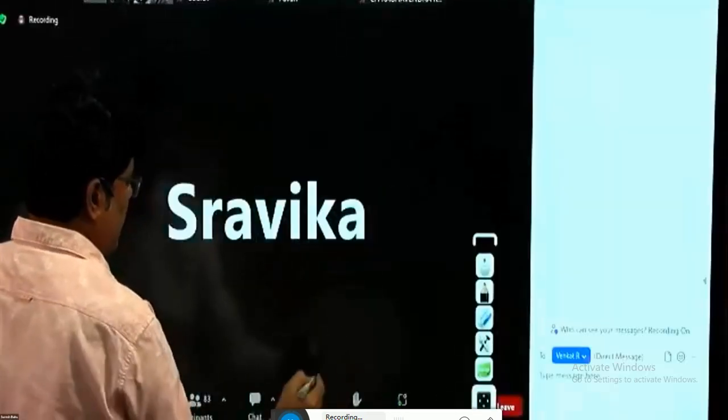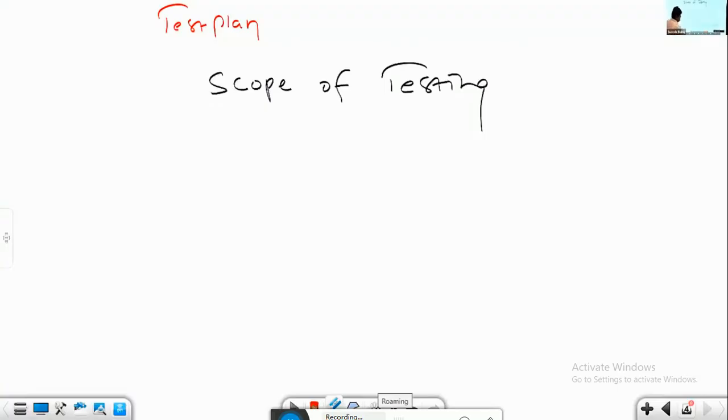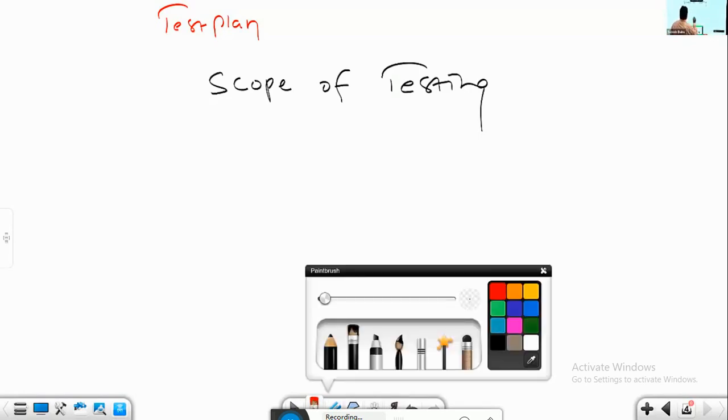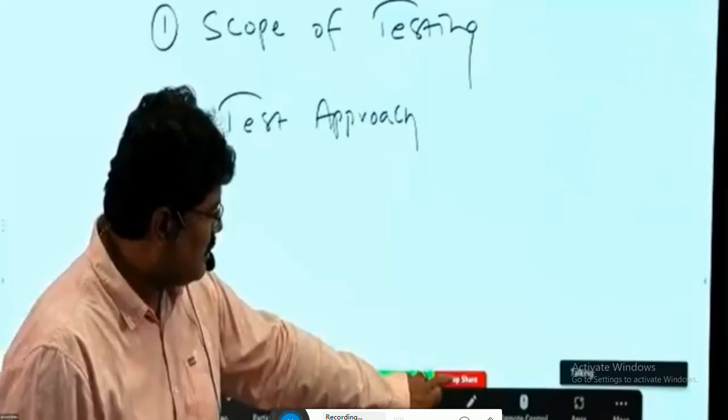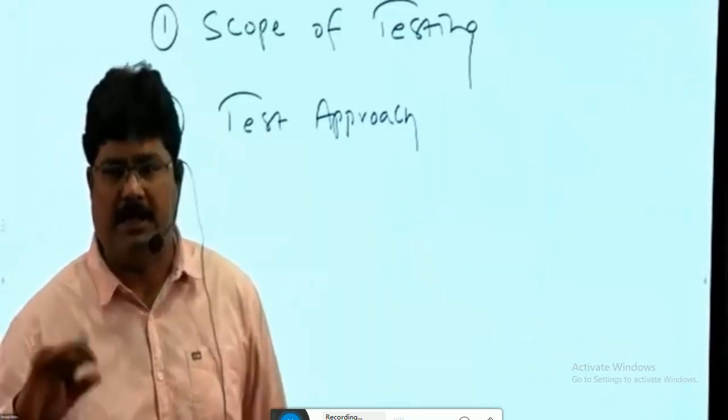I'm listing the major contents of a real-time test plan document. What does a test plan document actually contain? One section is scope of testing. The second one is test strategy. I can also call it test approach. Test strategy or test approach. This section explains what strategy we have to follow for testing the current project. What is the approach we have to follow for testing the current project?